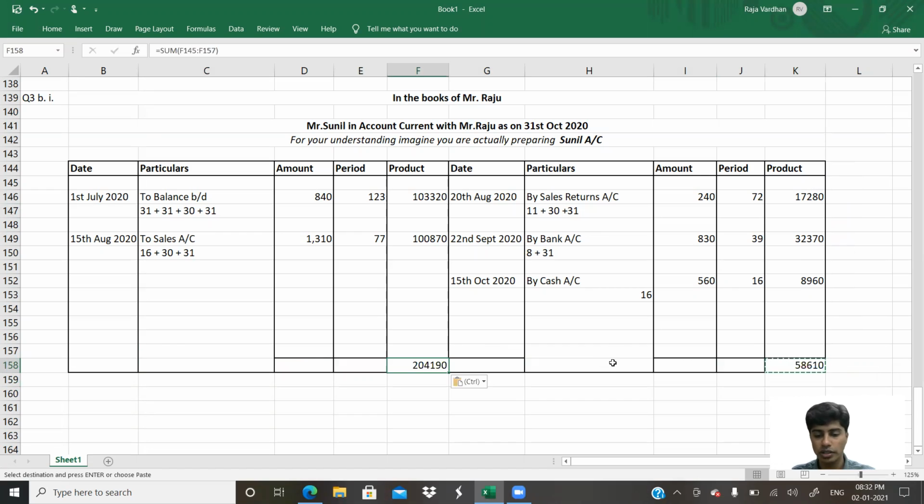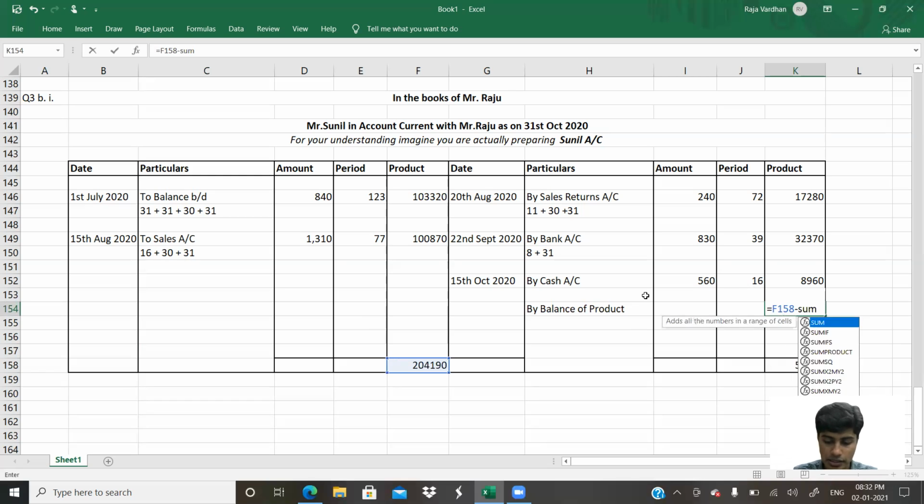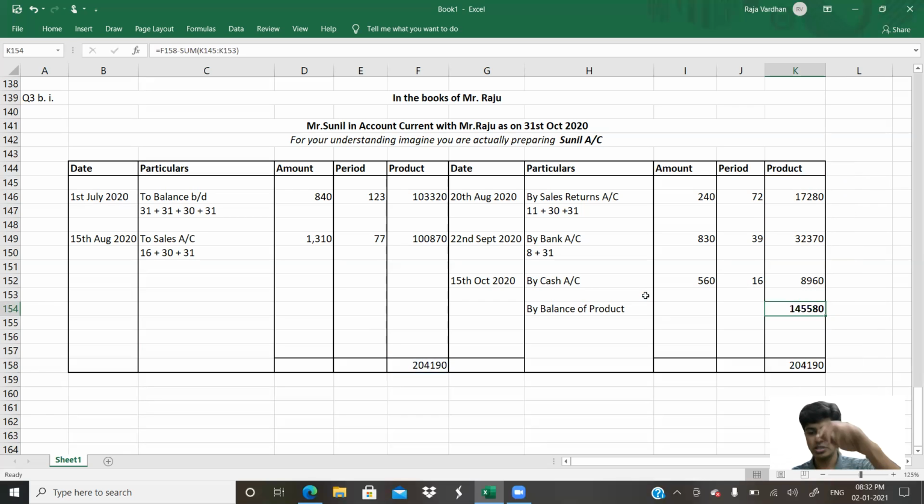So which side is more? The debit side products total is more. So I'll write here an item called as this I'll eliminate. I'll write here by balance of product. How much is the balance of product? This is equal to 2,04,190 minus sum of these items so far. I would get it as so much. 1,45,580. On this, I would have to identify the interest.